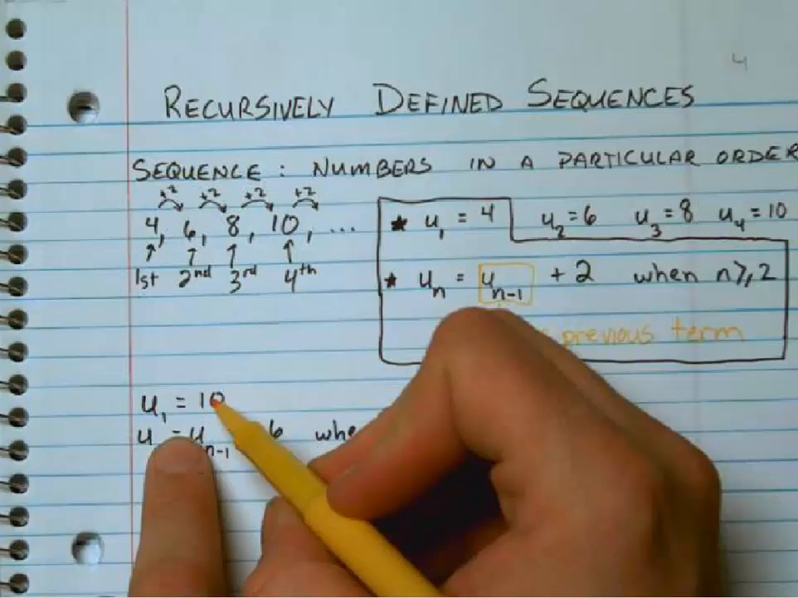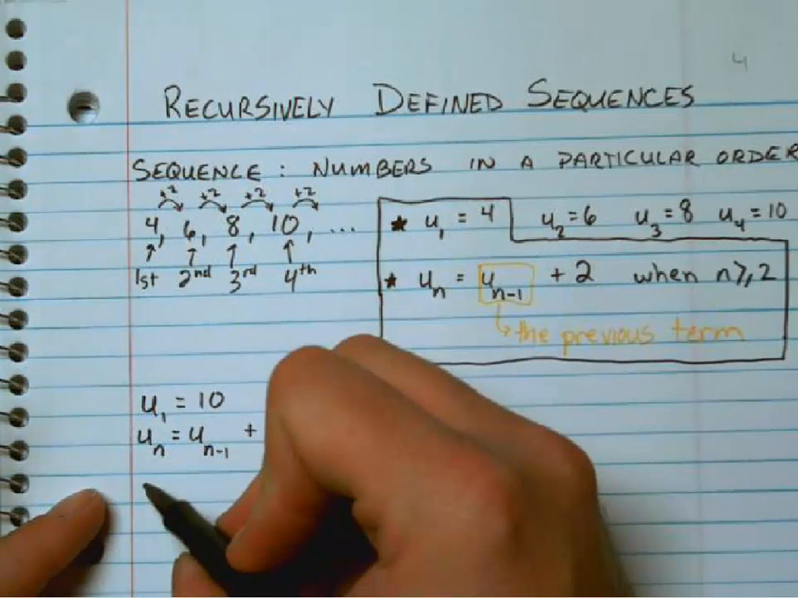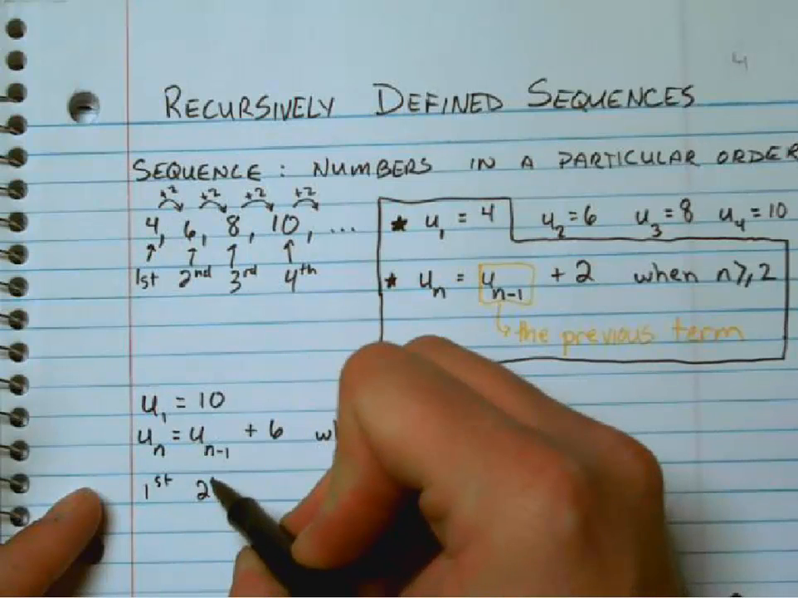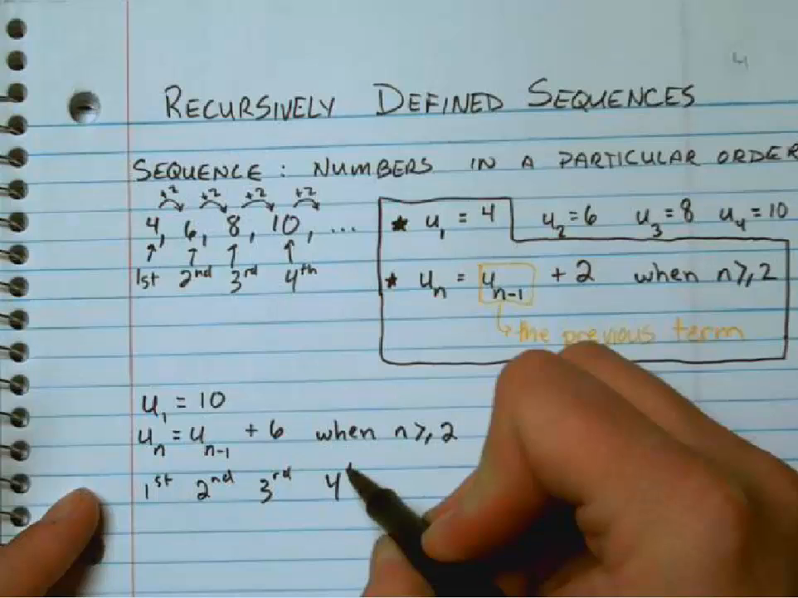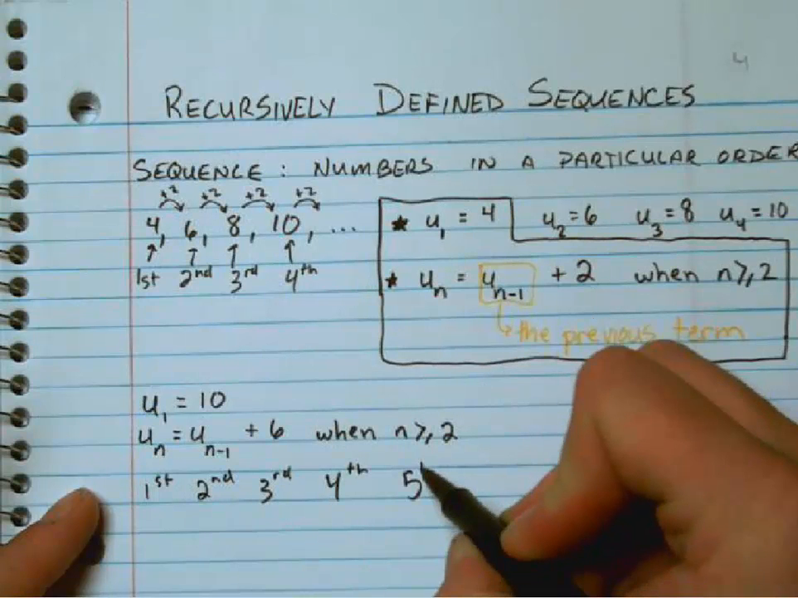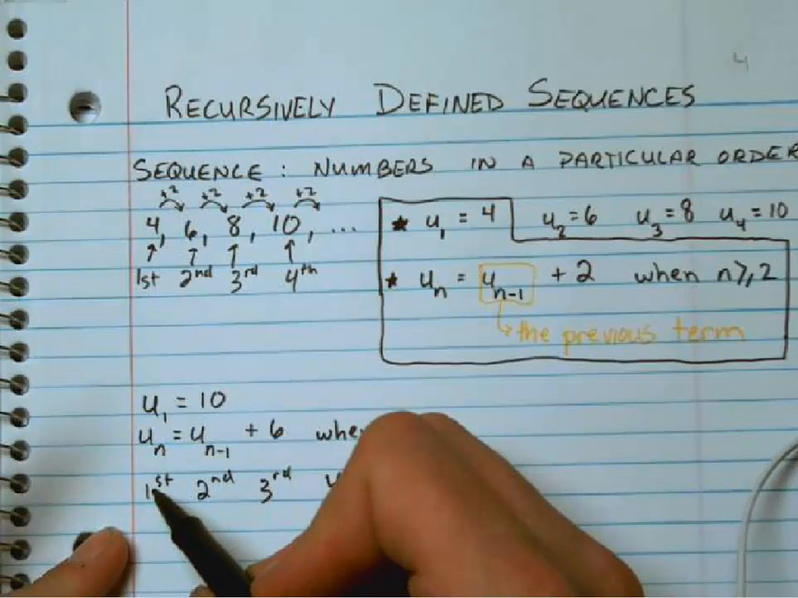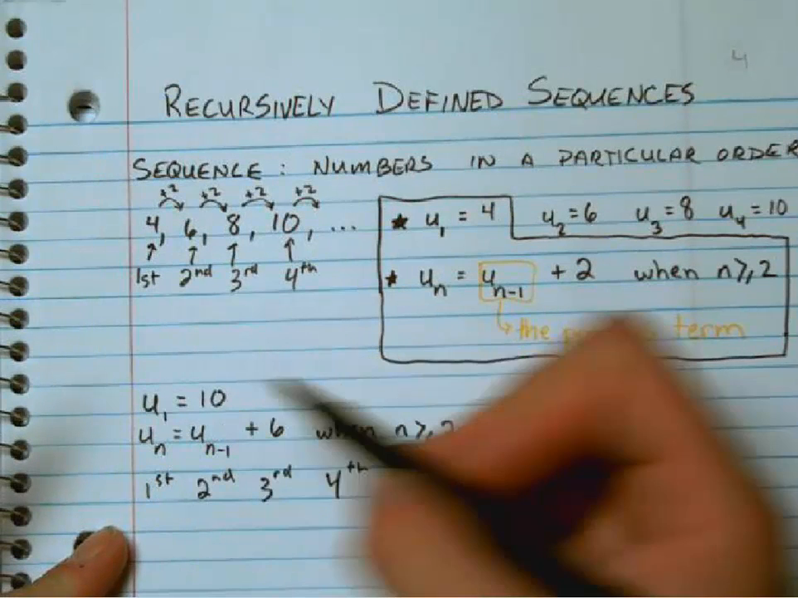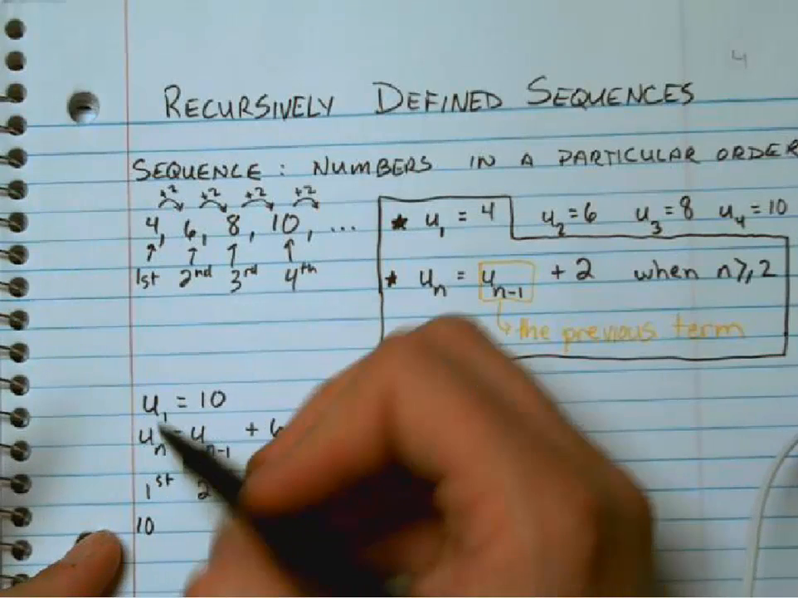U sub 1 is 10. So I'm going to write down my terms. So what's the first term? Well, the first term is 10. How do I know it? Because it tells me right there. So that's 10. Yay, that comes from right here.